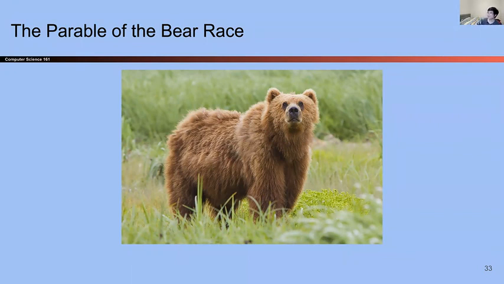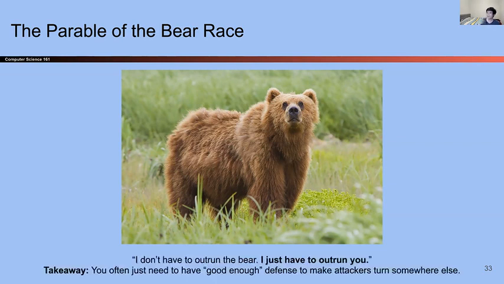I can't die here. And the other hiker is not like that. The other hiker just bends down, ties their shoes, maybe takes a sip of water. And the first hiker looks at the second, like, why are you not worried? And the second hiker says to the first, I don't have to outrun the bear. I just have to outrun you. And this gets us thinking about what we actually have to deal with when we're dealing with attacks. You don't need a defense that can defend against the National Security Agency, which we'll see in a moment. You just have to have a good enough defense to make attackers turn elsewhere.